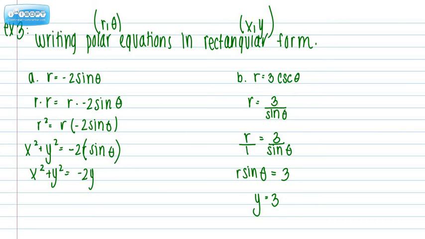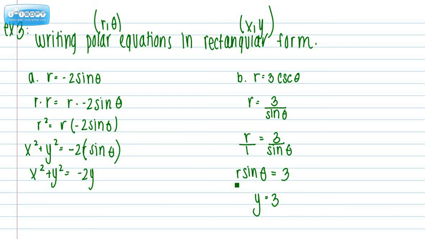Now, I want to be able to do some cross multiplication to get r and theta together. So I'm going to rewrite r as r over 1, and r over 1 is equal to 3 over sine of theta, and I am going to go ahead and cross multiply, leading us to our next step, where we should wind up with r sine of theta equals 3.